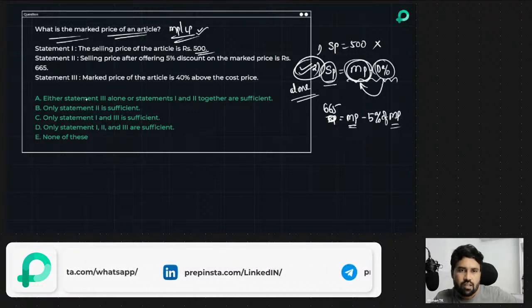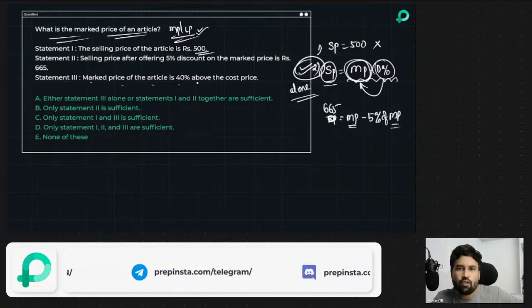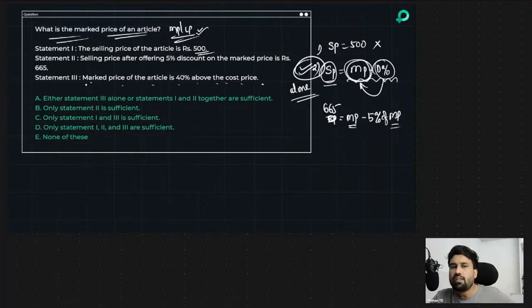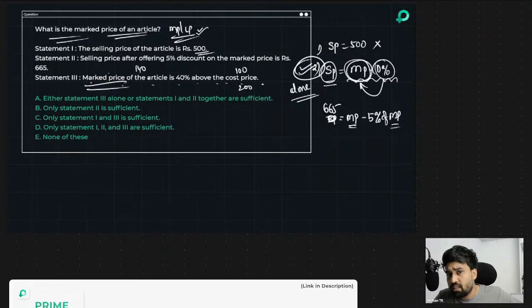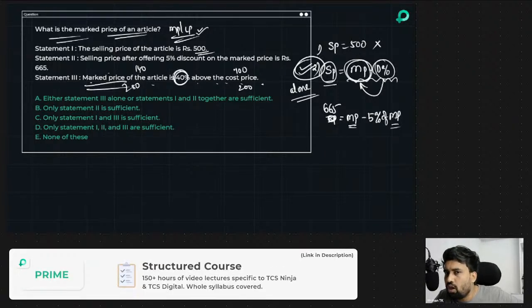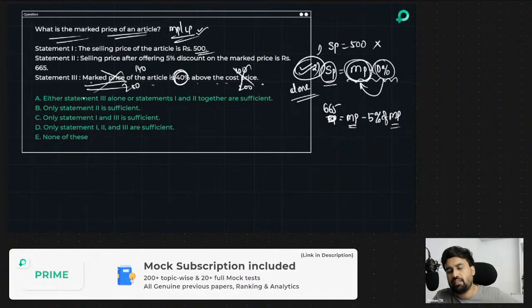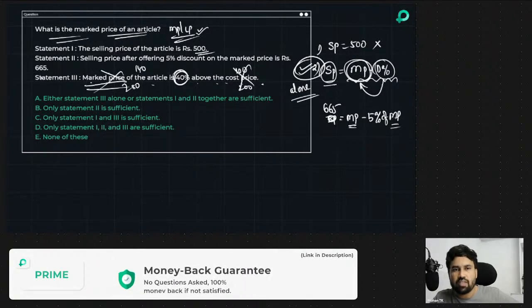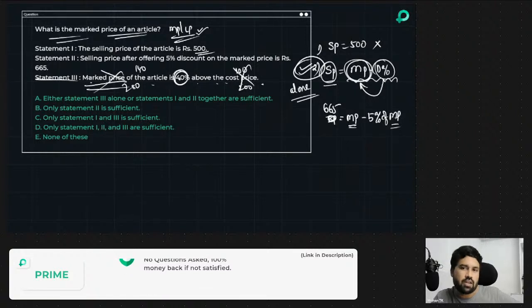So the market price of an article is 40% above the cost price. See guys, here they are saying if the cost price is 100 rupees, the market price will be 140 rupees. If it is 200 rupees, it will be 280 rupees. Why? Because 40% above. But we don't know the cost price. How can we find the market price? So statement 3 is also irrelevant, and we can't find the market price.